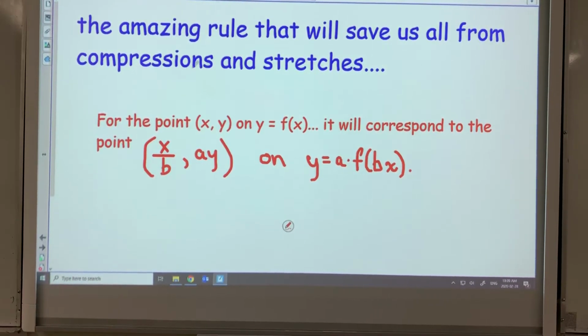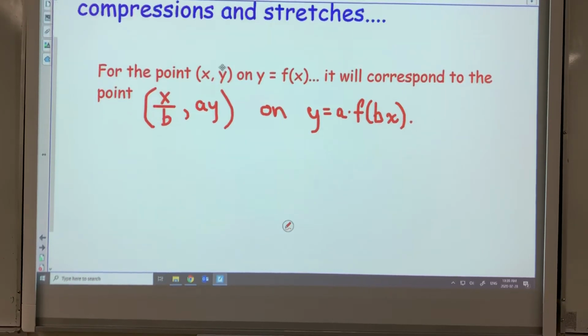So the amazing rule that will save us from all the stretches and compressions is basically if you have an xy point on y equal f of x, it's going to correspond to this point, x divided by b, comma a times y on this. Right, so this is everything we did today.